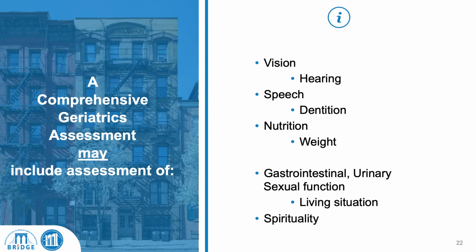Nutrition, are they eating properly? Coming back again to food insecurities, are they able to afford a complete, well-balanced meal at least once a day or more, hopefully? Their weight, are they gaining weight? Are they losing weight? Is this voluntary? Is this involuntary? Are they trying to lose or gain weight, or are they just losing weight because of other medical conditions, or they're not able to eat properly? Their gastrointestinal, their GI tract, stomach from mouth all the way down, and urinary, definitely sexual function, their living situation, and their spirituality. So a comprehensive geriatric assessment may include assessment of these, but a couple of these I think should be included in a geriatric assessment.